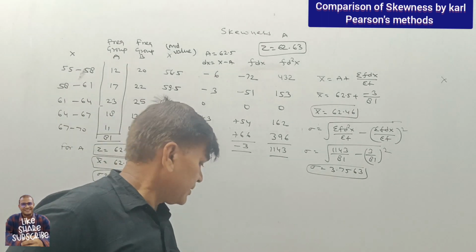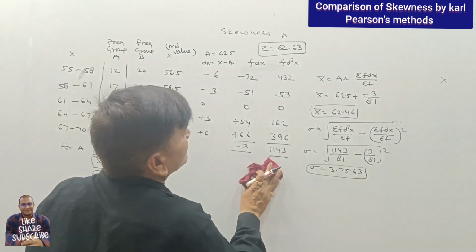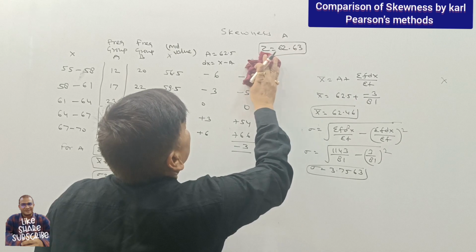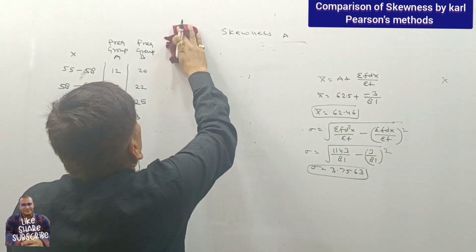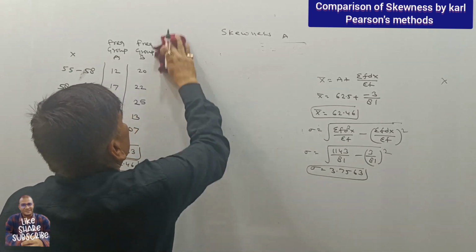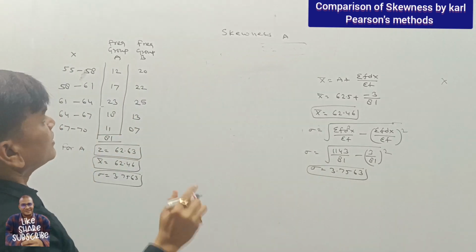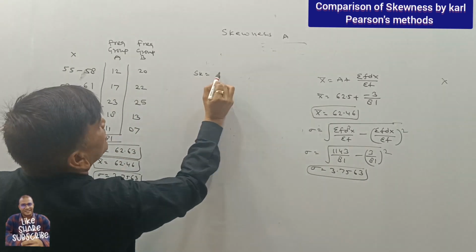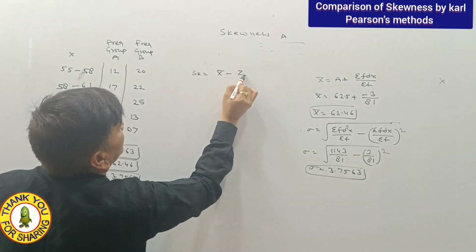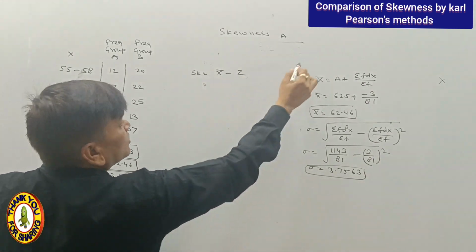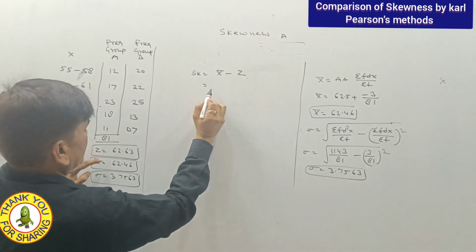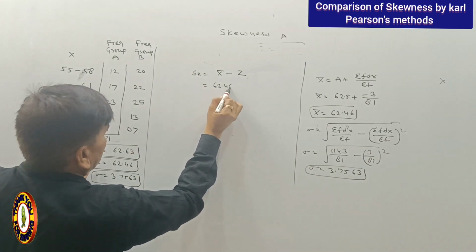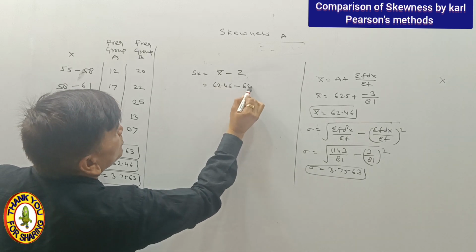Now we will calculate the skewness value. For that we don't require the mid values anymore. The skewness is x bar minus Z, so the value is 62.46 minus 62.63.